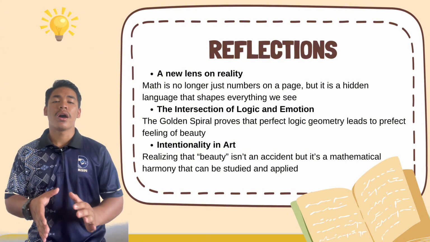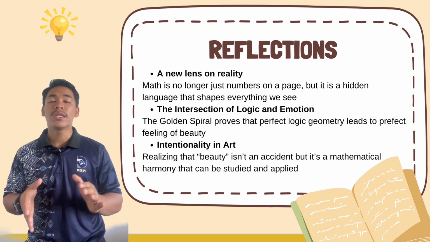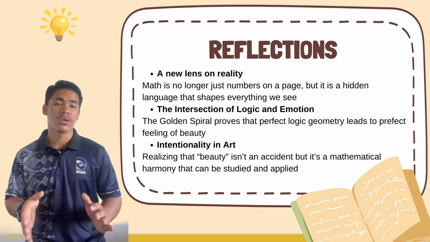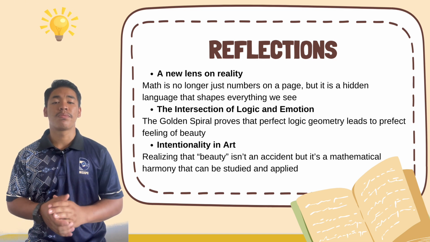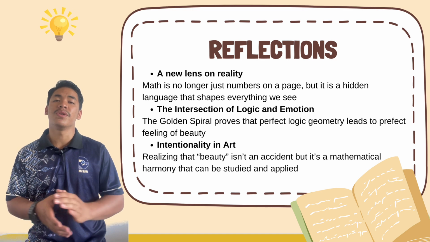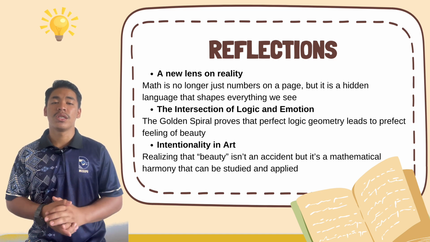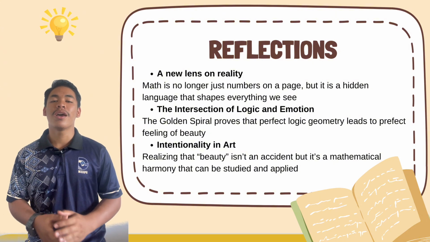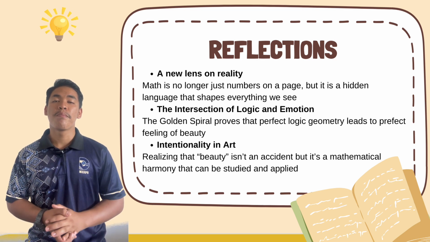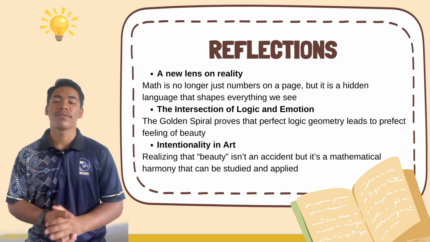Second, I have discovered the intersection of logic and also emotion. The golden spiral proves that the perfect logic leads to a perfect feeling of beauty. When I see a well-composed photo, I now realize I am actually having an emotional reaction to a mathematical truth.